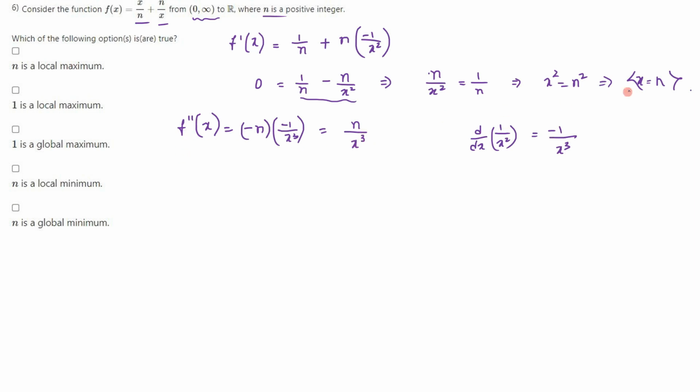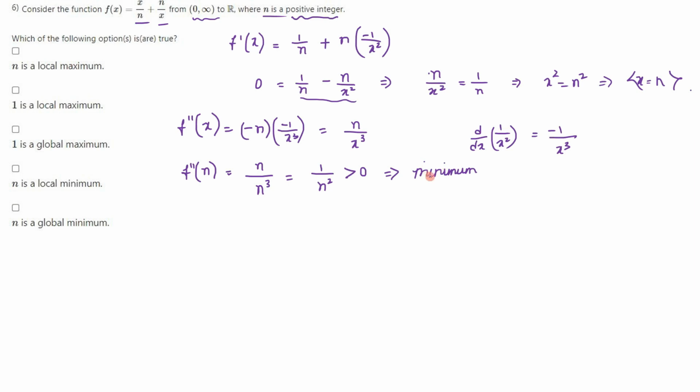Now what is the critical point that we have? That is f double dash of n, that is nothing but n divided by n cube, that is 1 by n square. So they have given that n is a positive integer, right? For all positive integers, this 1 by n square is always greater than 0. If this is greater than 0, what will be n? N will be a minimum, right?